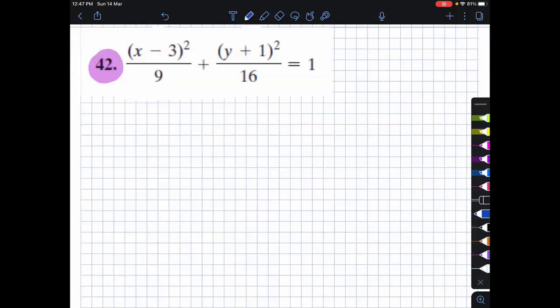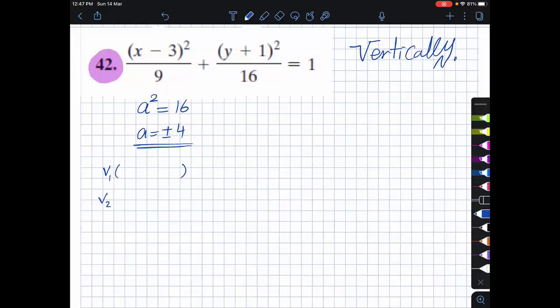Number 42, (x minus 3) all squared over 9 plus (y plus 1) all squared over 16 equals 1. What is a squared? A squared equals 16. Excellent. So, because 16 is bigger than 9 and 16 is below the y, it's vertical. So a is positive or negative? Even 4. So b, we cannot say right now. Leave it until after the graph.